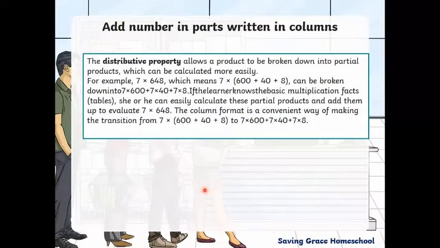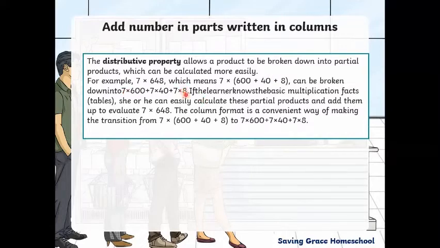The distributive property allows the product to be broken down into partial products, which can be calculated more easily. For example, 7 times 648 can be broken down to 7 times, so 600 plus 40 plus 8, all times 7. So this is the 648 and then times 7. That can be broken down into 7 times 600, 7 times 40, and then 7 times 8. So you just multiply these into the brackets, okay, and then you get that.